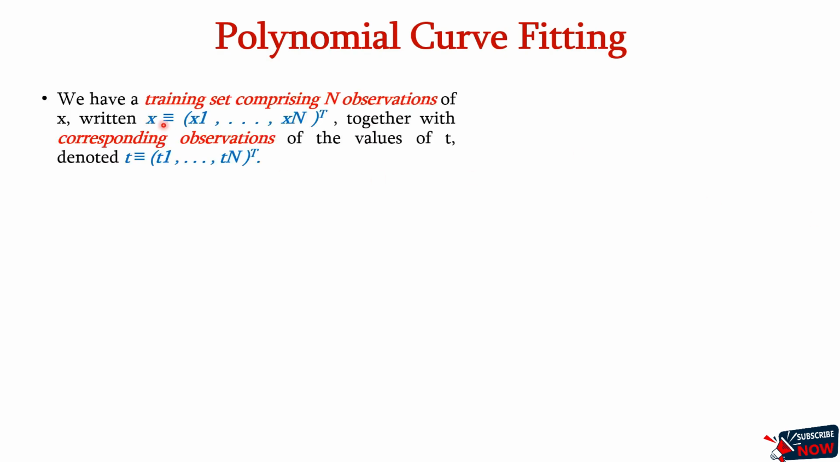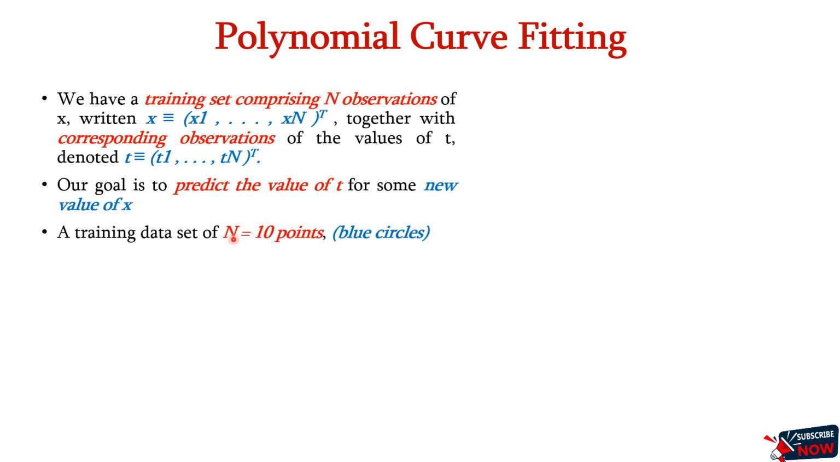Consider that we have a training set comprising n observations of x, which is written as x1 to xn transpose, together with corresponding observations of the values of t, which is denoted as t1 to tn transpose. Here transpose is used to represent x and t as column vectors. x indicates the input features and t indicates the corresponding target values. Our goal here is to predict the value of t for some new value of x.